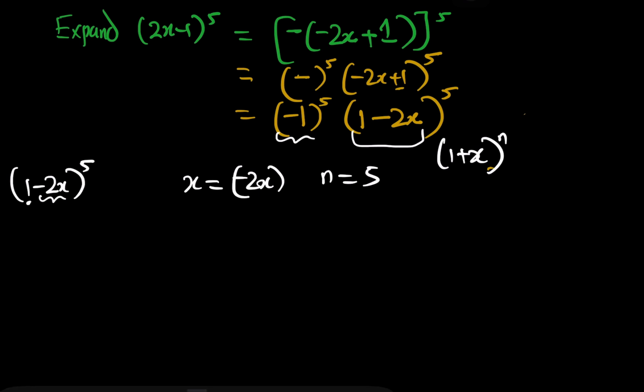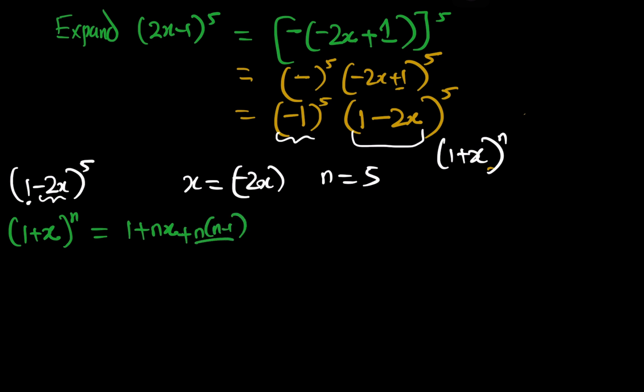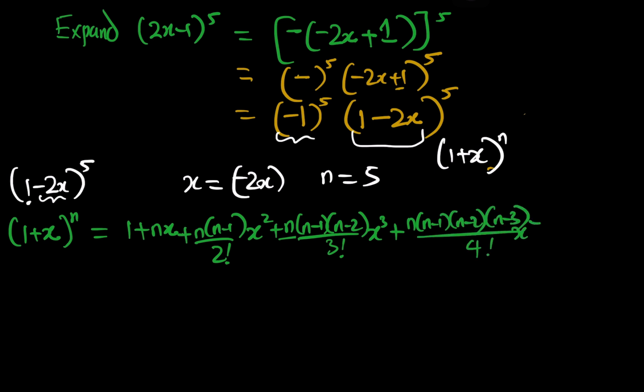So let's take the general formula. The general formula says 1 plus x to the power of n is the same as 1 plus nx plus n times n minus 1 divided by 2 factorial, x squared, plus n times n minus 1 times n minus 2 divided by 3 factorial, x cubed, plus n times n minus 1 times n minus 2 times n minus 3 divided by 4 factorial, x to the 4, plus n times n minus 1 times n minus 2 times n minus 3 times n minus 4 divided by 5 factorial, multiplied by x to the 5.